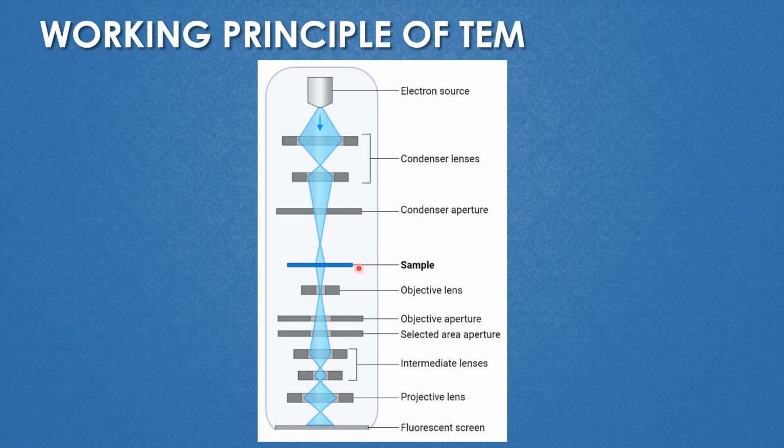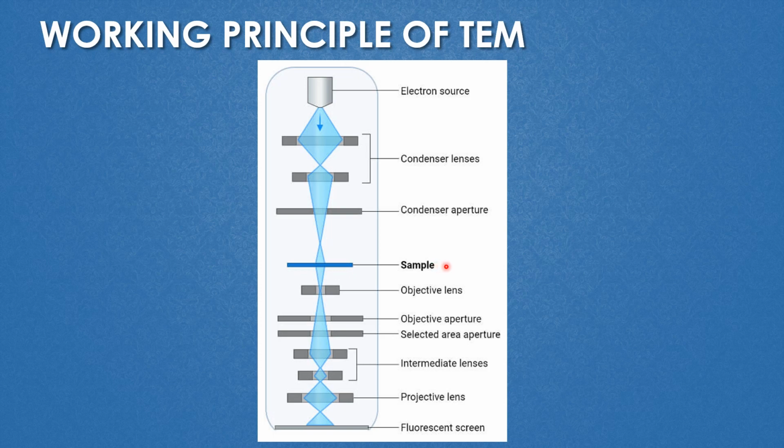In the scanning electron microscope, the sample is present at the end, but here the sample is present in the middle. The specimen to be examined is made extremely thin, much thinner than those used in the optical light microscope and the scanning electron microscope. Typically, ultra thin sections of 20 to 100 nanometers are cut.